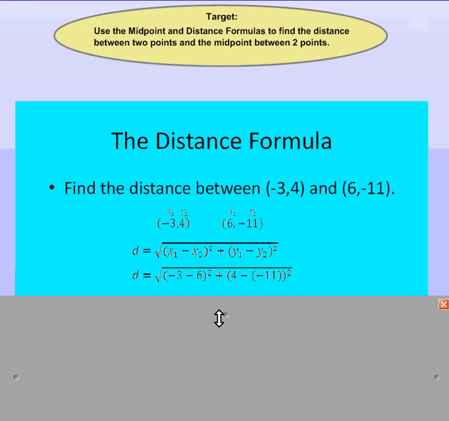There are the substitutions. You have your x1, x2, y1, y2. Now it's a matter of simplifying and solving. Make sure you follow your order of operations. Be careful with subtraction of negatives. We are going to keep our answers in reduced radical form, unless the context of the problem or the directions ask differently.